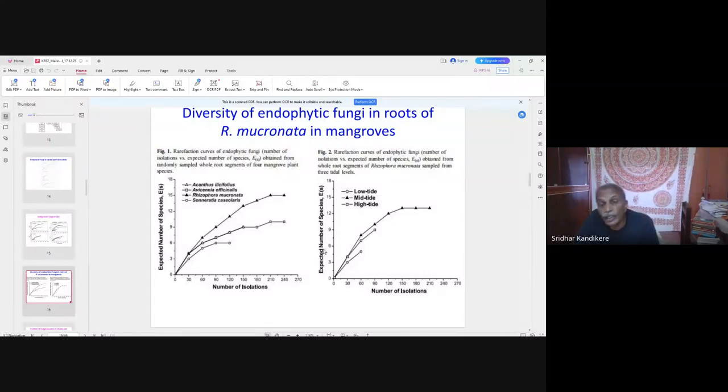Then we looked at whether these endophytic fungi are high at different tide levels, that is low tide, mid tide and high tide. We collected the endophytic fungi from the whole root segments available at low tide, mid tide and high tide. Interestingly, the mid tide showed the highest number of endophytic association compared to low tide as well as high tide. This is one of the patterns of occurrence of endophytic fungi in Rhizophora mucronata root samples.